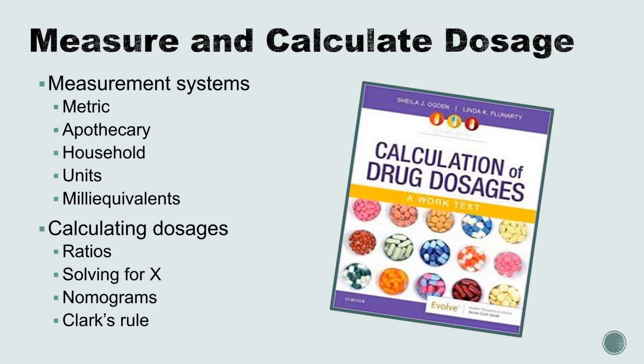And then there's milliequivalents. These indicate the strength of the ion concentration of the drug. A milliequivalent is the number of grams of a solid contained in 1 mil of a solution. Electrolytes such as potassium are measured in milliequivalents. You need to note that units and milliequivalents cannot be directly converted to the apothecary, metric, or household systems.